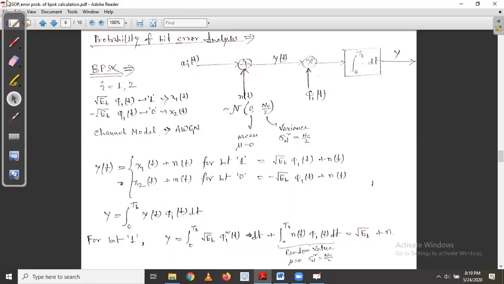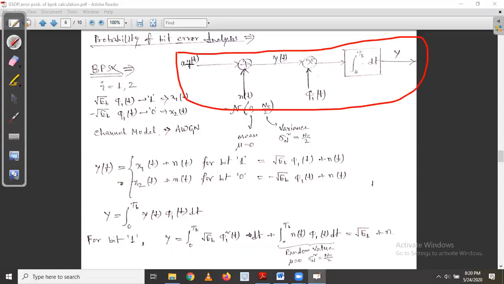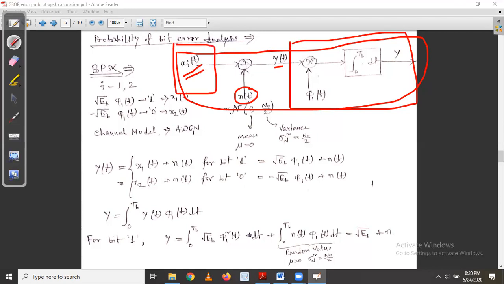So we are considering BPSK here. This block is nothing but the receiver section. This is the transmitted signal, transmitting through the channel. Some noise is added, and y(t) is received at the receiver side. That means this portion is the receiver section, this is your transmitter section, and this is your channel section.